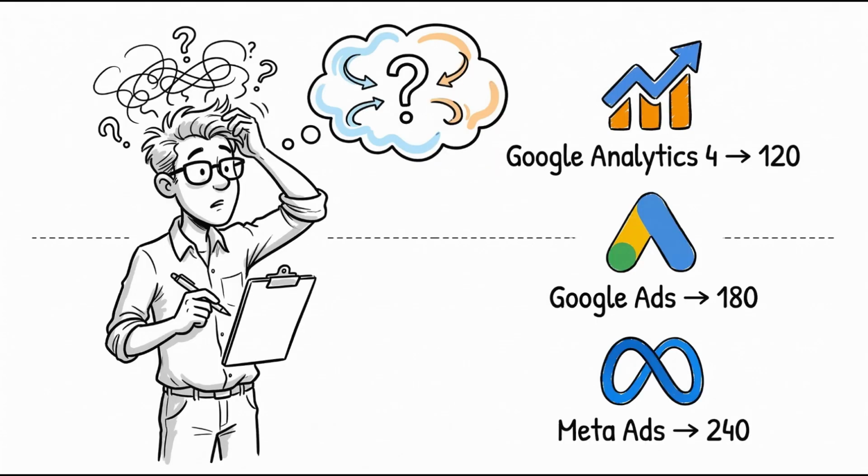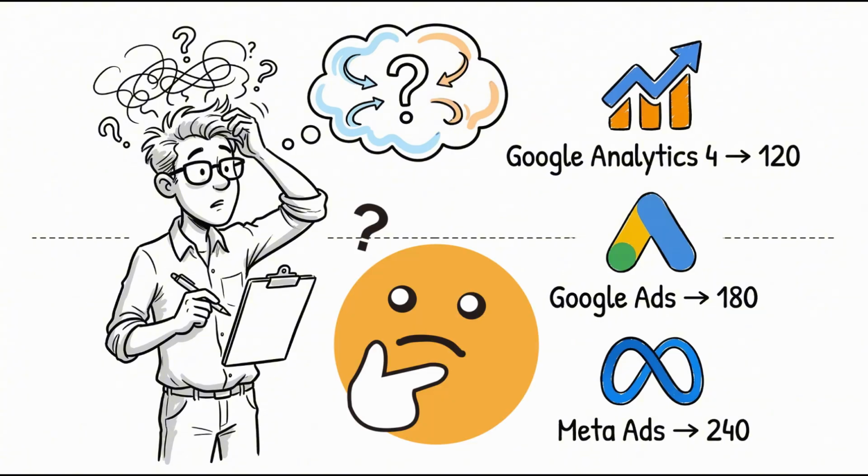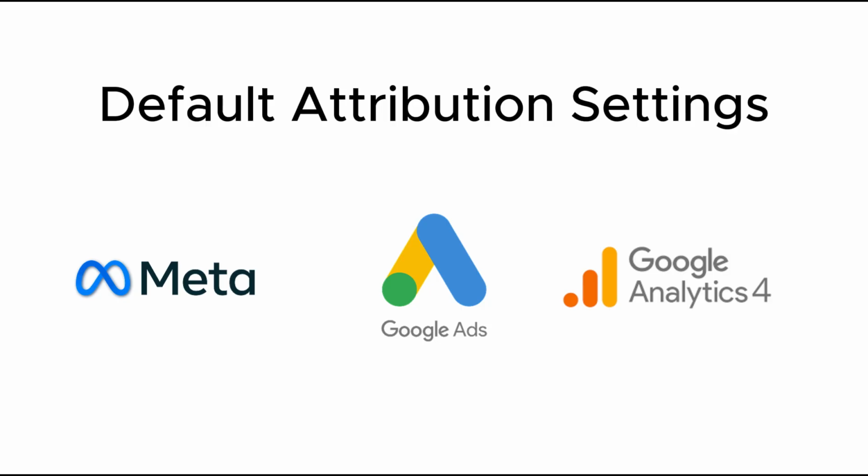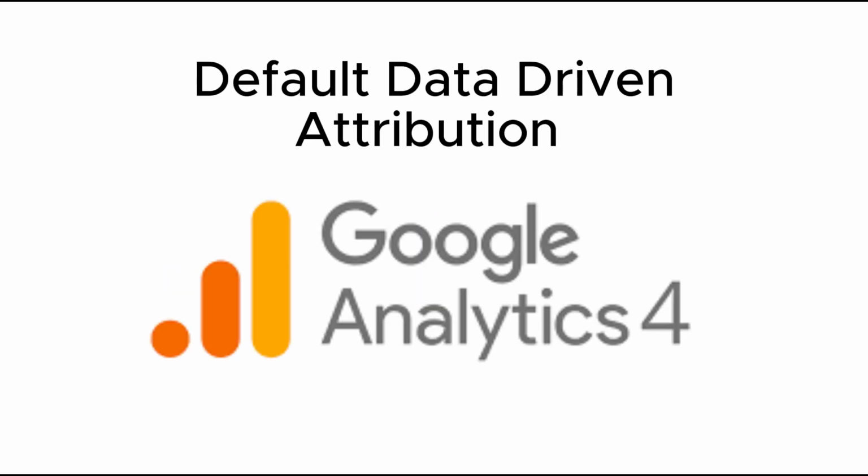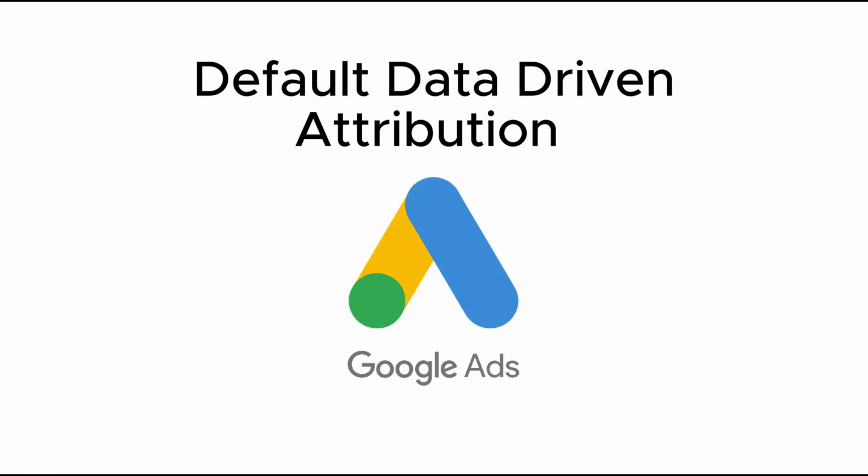Now, let's go back to the question we asked at the beginning. Why do different marketing platforms show different conversion numbers? The reason is simple. Each platform uses different attribution rules by default. In Google Analytics 4, the default reporting model is data-driven attribution. This means the system analyzes conversion paths and distributes credit using machine learning. In Google Ads, the recommended model is also data-driven attribution. However, some advertisers still use last-click attribution, which can produce different numbers.